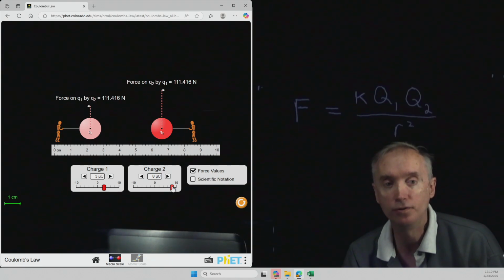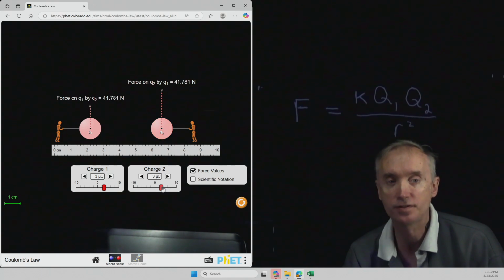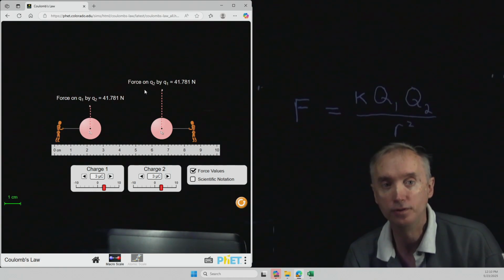Okay, now what I want you to do though is I want you to lower this charge until it's a relatively small number there. And same thing for this. So we're going to set these two so that they're about equal to each other. Okay, now up here you see that there is a force on charge number 2 caused by charge number 1, and then you have the force on charge number 1 caused by charge number 2. So what do you notice about these two forces?